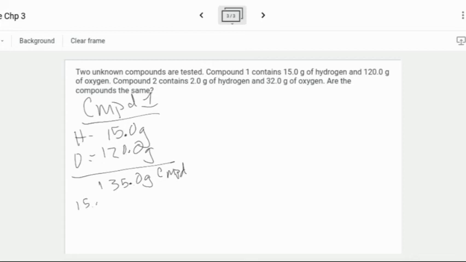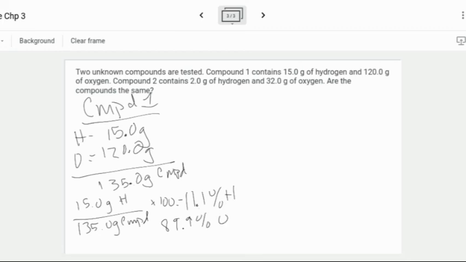Then I'm going to figure out what is the percent that is hydrogen. So 15 grams of hydrogen divided by that whole, 135 grams of that compound, times 100. That is going to give me first the percent that is hydrogen, which is about 11.1%. Then oxygen would be 89.9% oxygen.